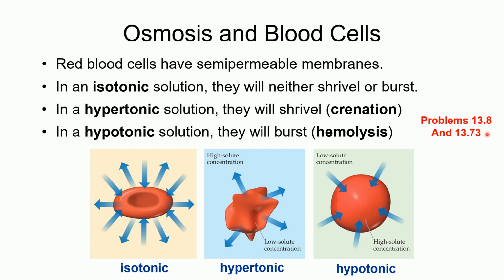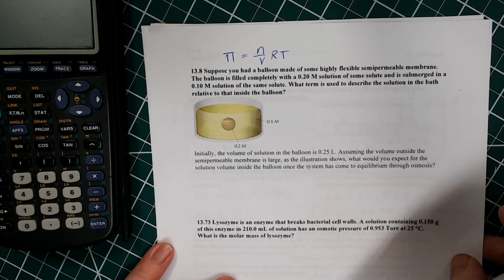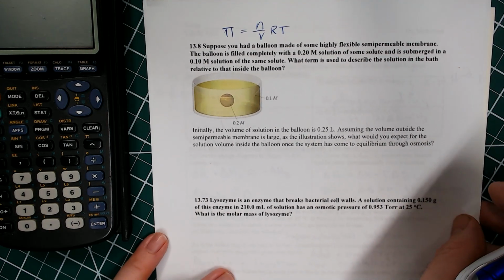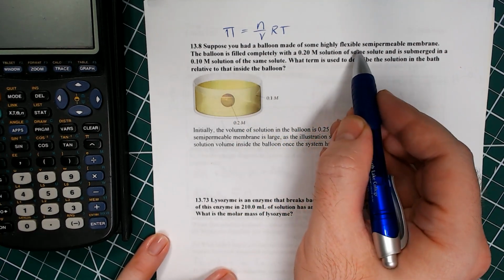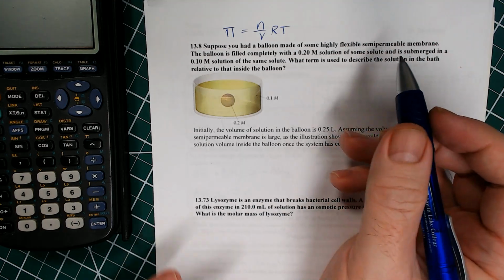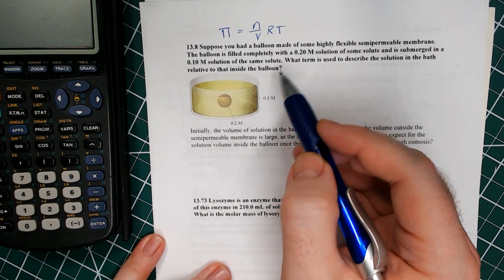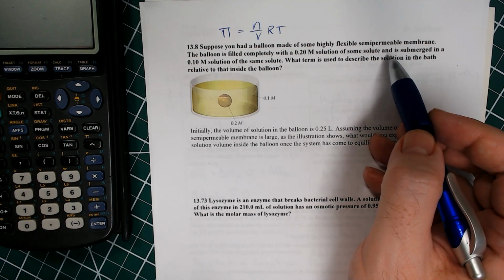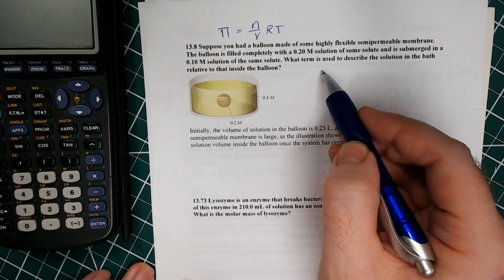So let's look at number 8 and then number 73 on the in-class assignment. So 13.8, not 38. All right, so here we've got a balloon that is made of a highly flexible semi-permeable membrane, kind of like a cell wall. If the balloon is completely filled with 0.20 molar solution, so inside is 0.20 molar, and is submerged in a solution of the same solute that's at 0.10 molar, what term can we use to describe this?